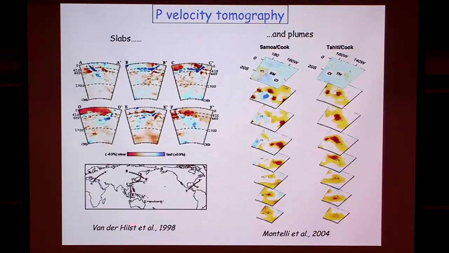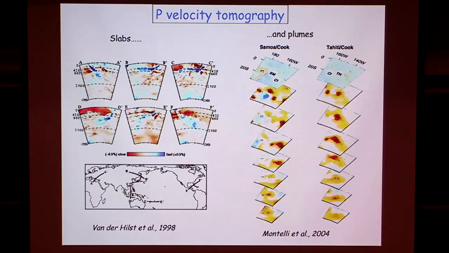But I will show you a few more slides of slabs. In the case of slabs, we really have a very good coverage. In the case of plumes, there are problems, because these hotspots from which these plumes allegedly originate are in the middle of the ocean where there are very few earthquakes and stations. So in fact, you are prone to smearing along the ray path, right?